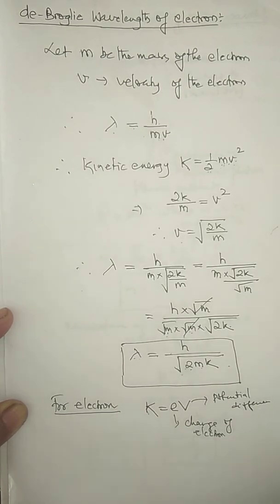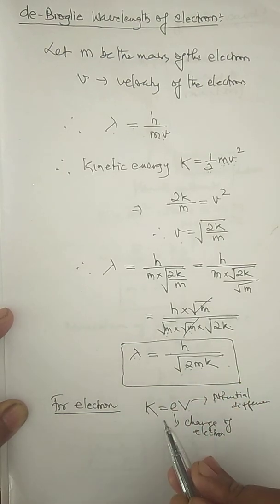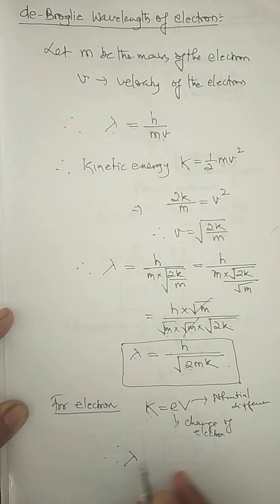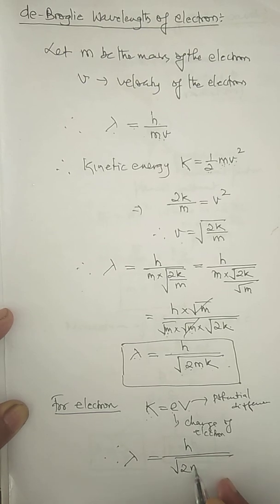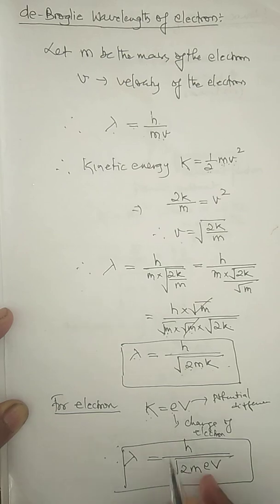So children, kinetic energy can also be measured in terms of charge and the potential difference, because by some potential difference the electron can move with a certain kinetic energy, and that kinetic energy is given by E into V. So this K I can replace by EV also. So write down lambda equals h by square root of 2m. Now this K I replace by what? EV. So lambda can be expressed by this expression. So lambda equals h by square root of 2mEV.